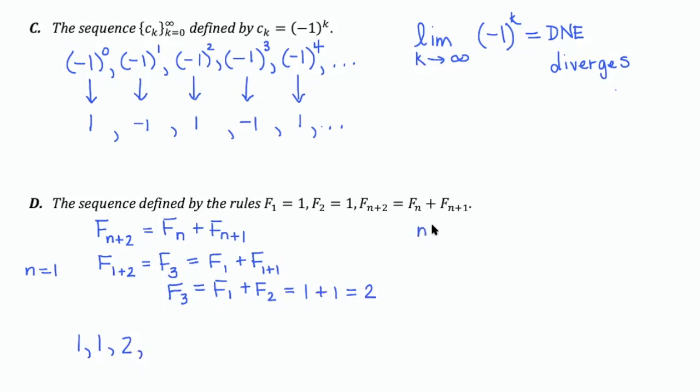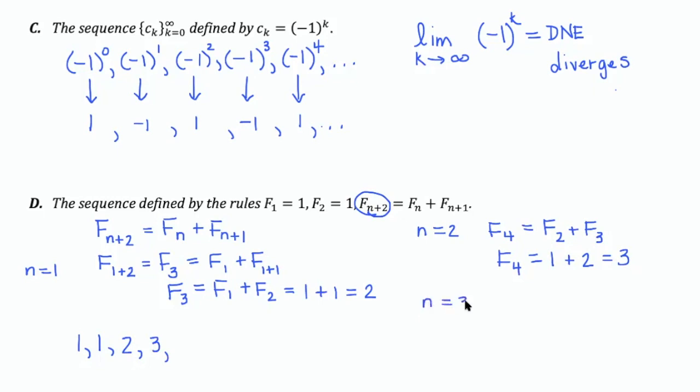Now to get the fourth term, I would let n equal 2, because then on the left-hand side we're going to have f sub 4, and it equals f sub 2 plus f sub 3 by substituting 2 for n. We have those two values. F sub 2 is 1, f sub 3 is 2. So this time I add 1 plus 2, and the fourth term in the sequence is going to be 3. And I can do it one more time.